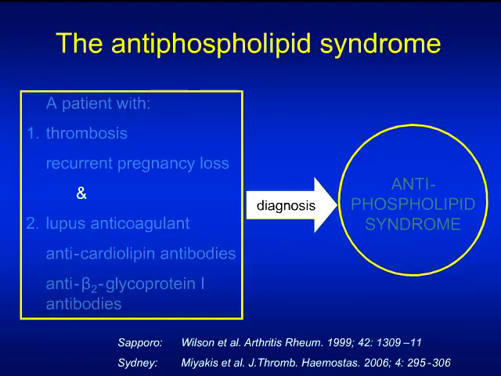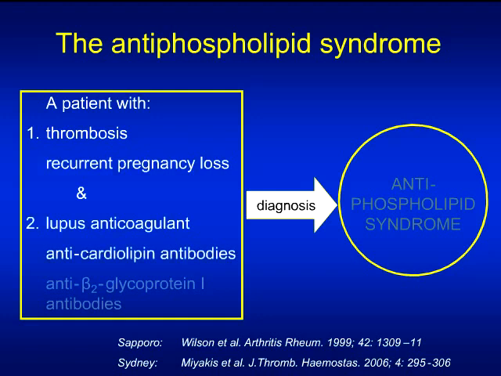Because this protein is so important, and ELISAs were developed to measure it, during a consensus meeting in Sydney a few years ago, it was decided to add a third assay to the definition of the antiphospholipid syndrome. So now the definition is a patient with thrombosis or recurrent pregnancy loss who has in their plasma lupus anticoagulant, anticardiolipin antibody, or anti-beta-2-glycoprotein 1 antibodies. By definition, this patient has the antiphospholipid syndrome.